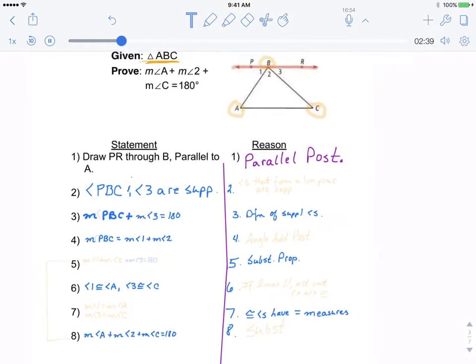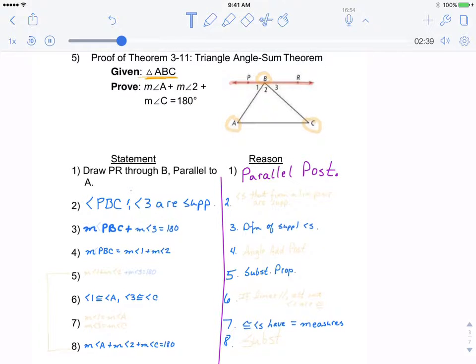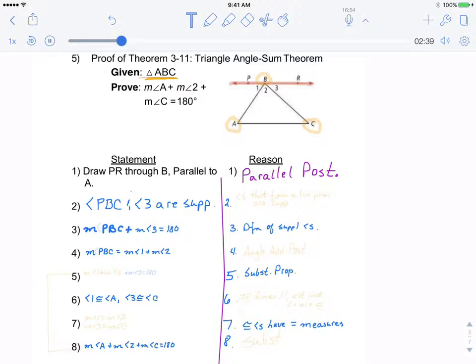What I'd like you to do is a fill-in proof again, like we did the day before. We've got these statements and reasons. Go ahead and fill those in, maybe with a pen, and then in pencil go back and try your best to fill in the blanks. Go ahead and pause the video now.